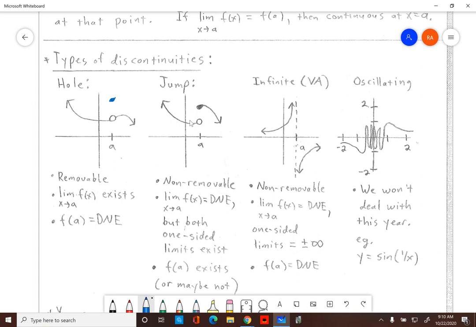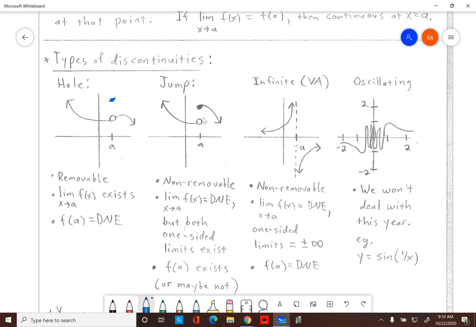For a jump, I can see the jump here. So I see the limit from the left is equal to something and the limit from the right is equal to something else. So in the case of a jump, the limit does not exist because the limit from the left does not equal the limit from the right. And specifically for a jump, what you'll see is that the two one-sided limits will exist. They're just not equal to each other.